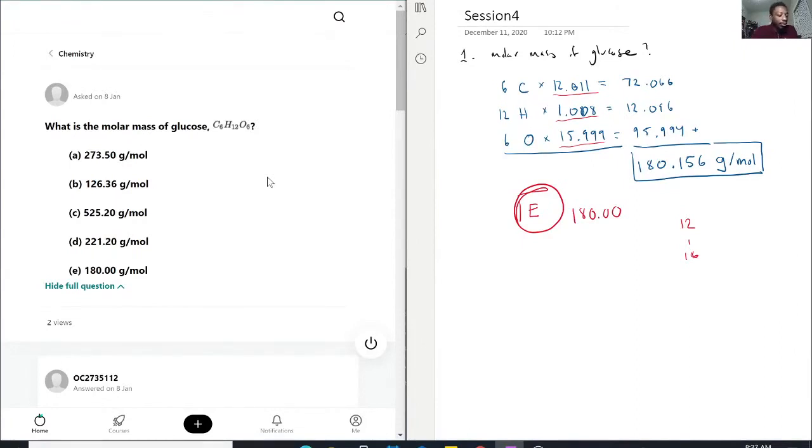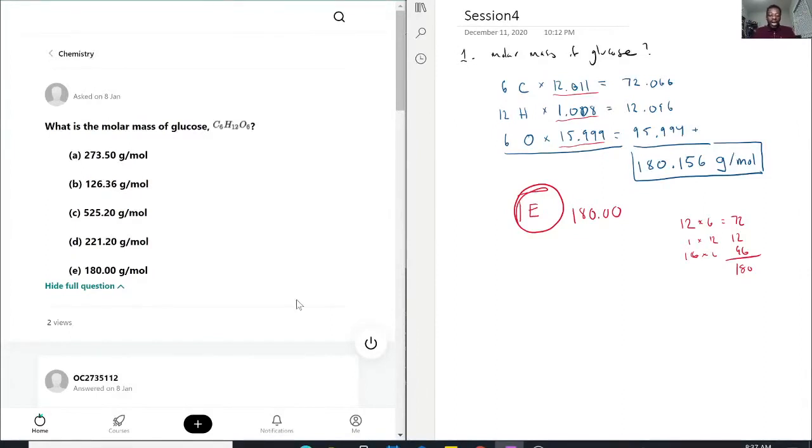72 plus 12, plus 96, times 6 for the oxygens. You do get 72, 12, and 96, and all this does indeed add up to exactly 180. So that's most likely what happened here.